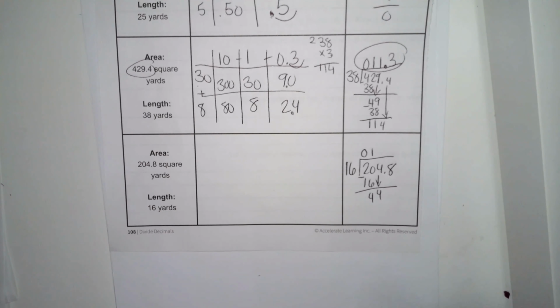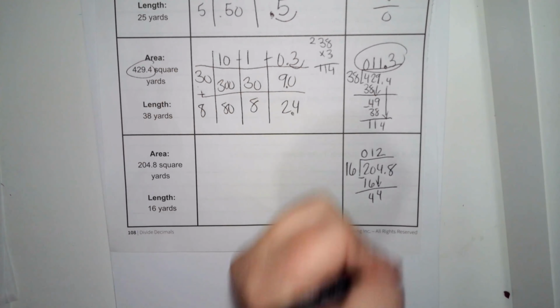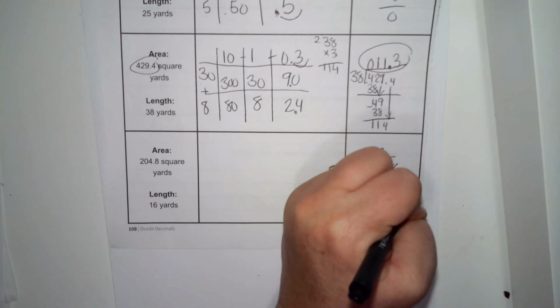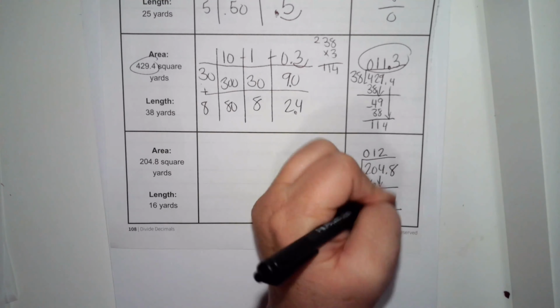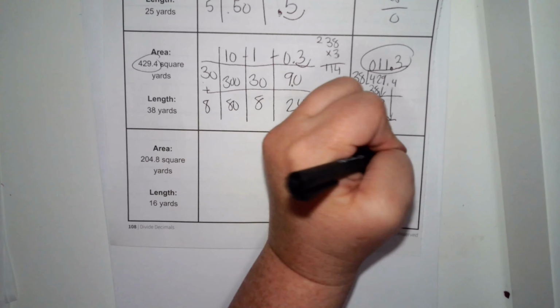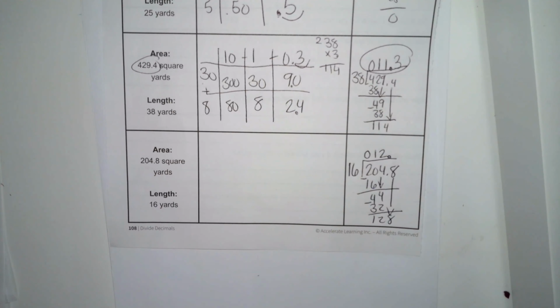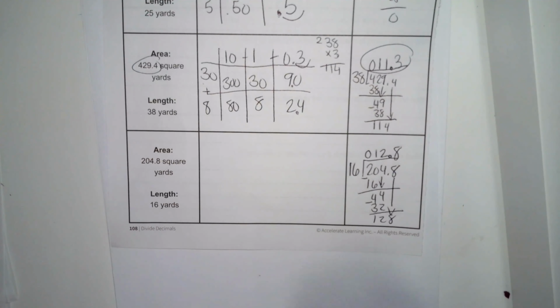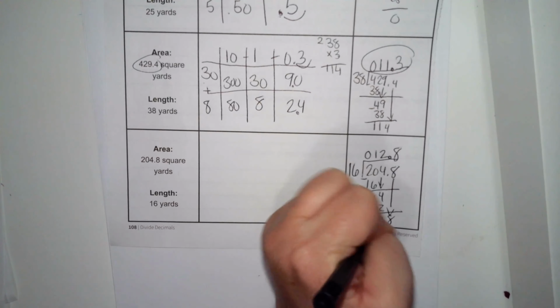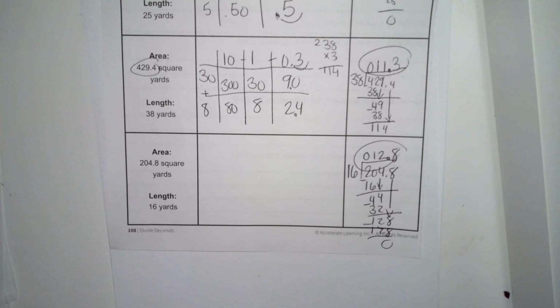16 goes into 44 2 times, because I know that 2 times 16 is 32. If I subtract that, I get 12, and I'm bringing down my 8. Oop, forgot about that decimal right there. 16 goes into 128. I'm just going to give you a spoiler alert. It goes in 8 times, and I know that 8 times 16 is 128, leaving me with 0, and 12 and 8/10 is my answer. So now let's plug it into our area model.